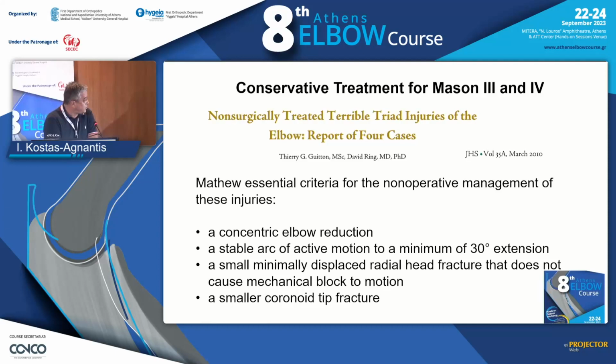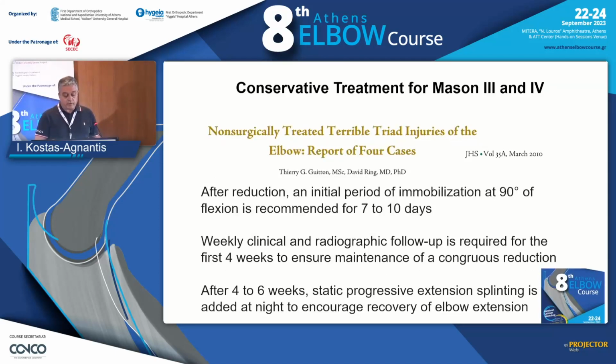So these are concentric elbow reduction, a stable arc range of motion to minimum 30 degrees of extension, a small minimally displaced radial head fracture that does not cause any mechanical block to forearm pronation supination, and a smaller coronoid tip fracture. After the reduction, an initial period of immobilization at 90 degrees for 7 to 10 days. Weekly X-ray is important to see the reduction, and after 4 to 6 weeks, an extension splint was used.